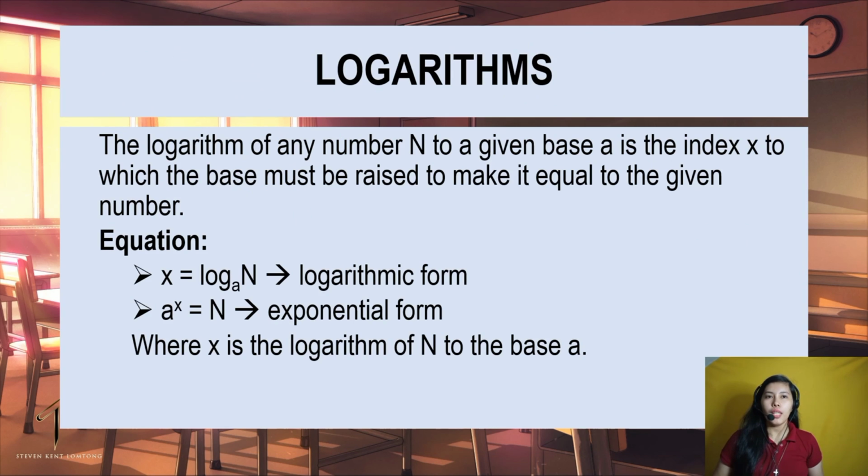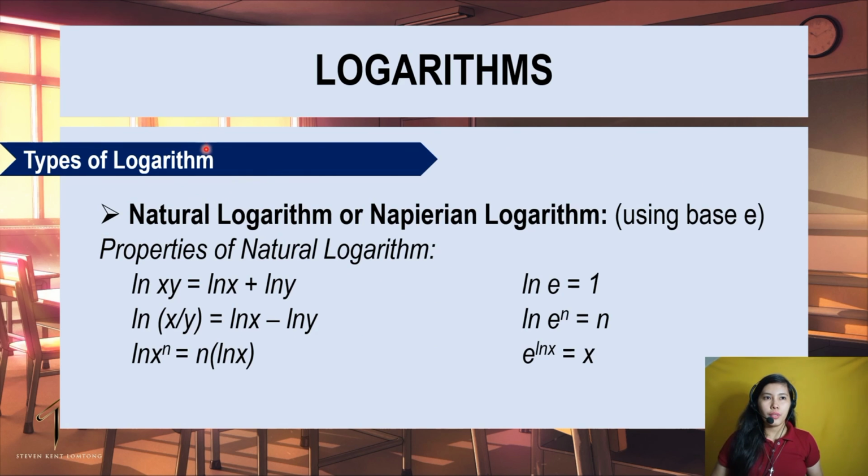Now, let's proceed with logarithm. So, the logarithm of any number n to a given base a is the index x to which the base must be raised to make it equal to the given number. So, we have equation. This is the logarithmic form. X is equal to logarithm of n to the base a. Exponential form naman natin is a raised to x is equal to n, where x is the logarithm of n to the base a. Now we have some types of logarithm, the natural logarithm or Naperian logarithm using base e.